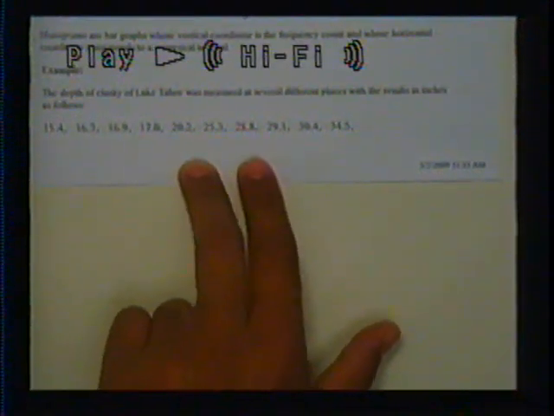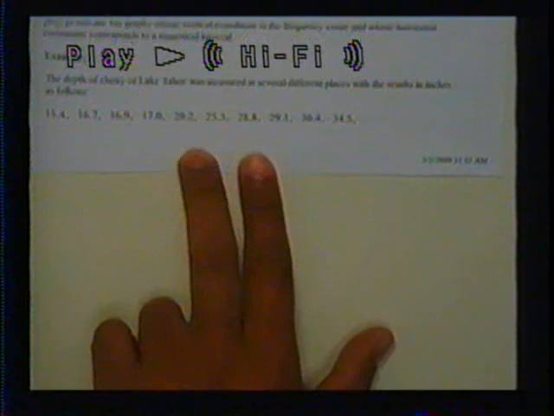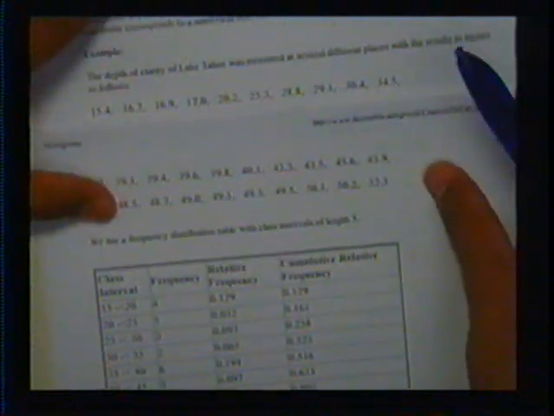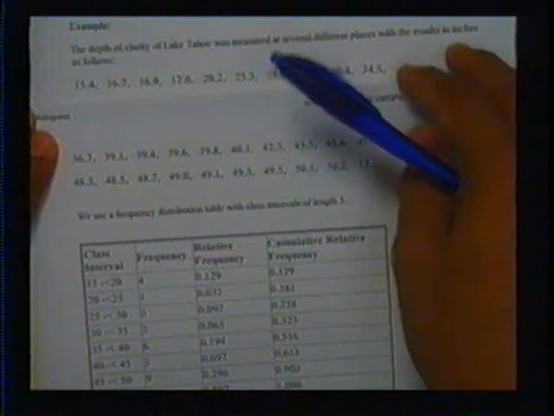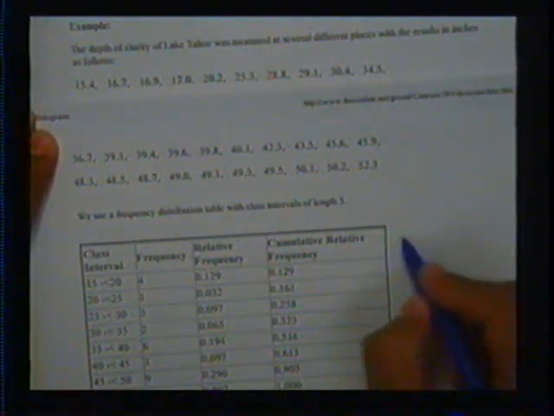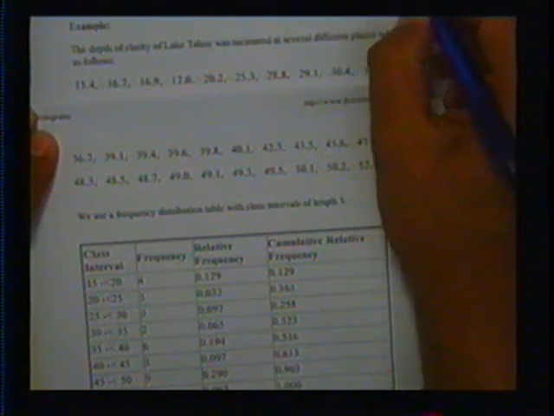was measured at several different places with the result in inches as follows. So can you draw a histogram for this? Let me give you intervals. Intervals are 15 to 20, then 20 to 25, then 25 to 30, and so on up to 50 to 55.